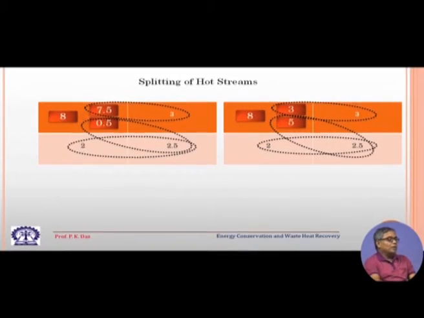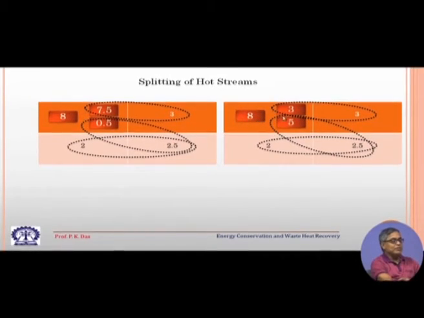So, now we go for stream splitting. Stream splitting also can be of different kinds. What we can do, that 8 is having the highest heat capacity rate. So, let us think of splitting this stream. So, we can have 2 streams, 7.5 and 0.5, and 3. So, this is workable, again this is workable, and the third is also workable.